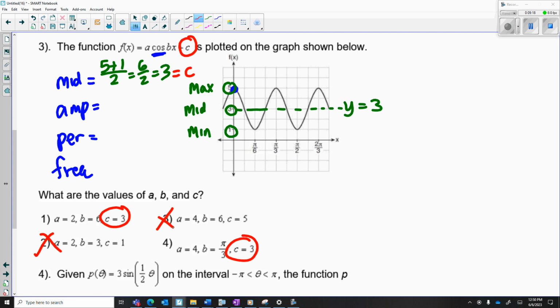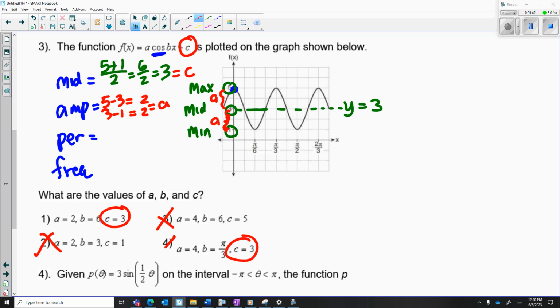The next thing I'm going to do is find the amplitude. The amplitude is the distance from the maximum to the midline or from the minimum to the midline. So I could either do 5 minus 3 and I'll get 2, or I could do 3 minus 1 and I'll get 2. So the amplitude is basically half of that vertical distance. So the amplitude is 2, which means that A is 2.